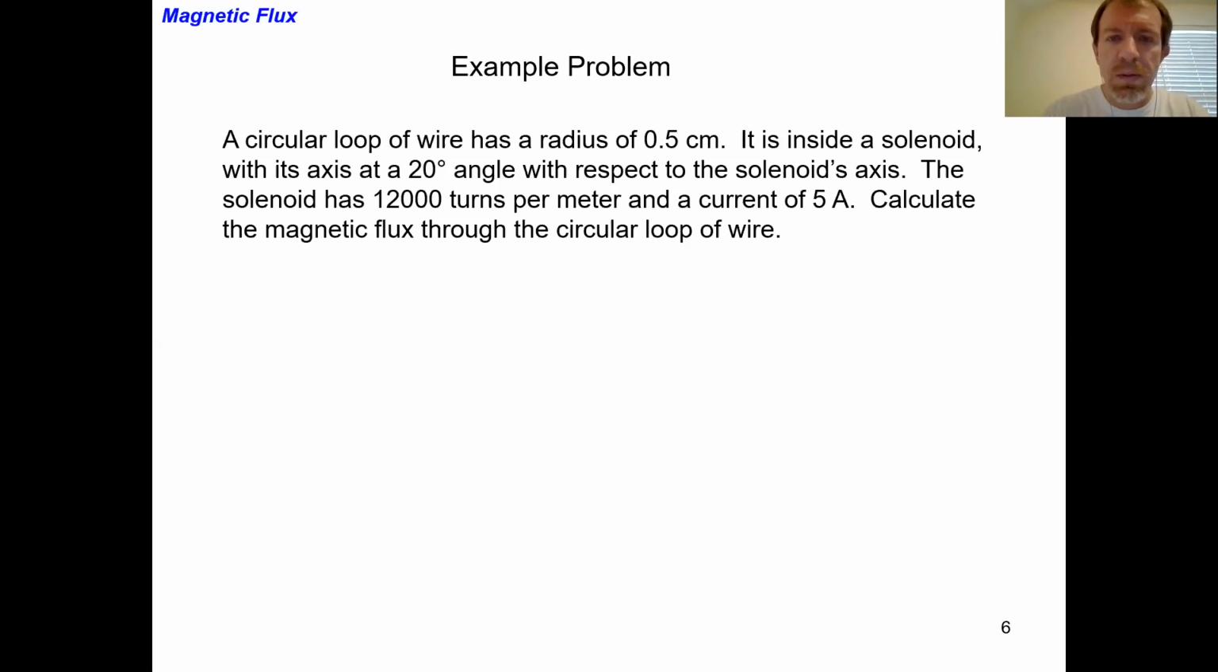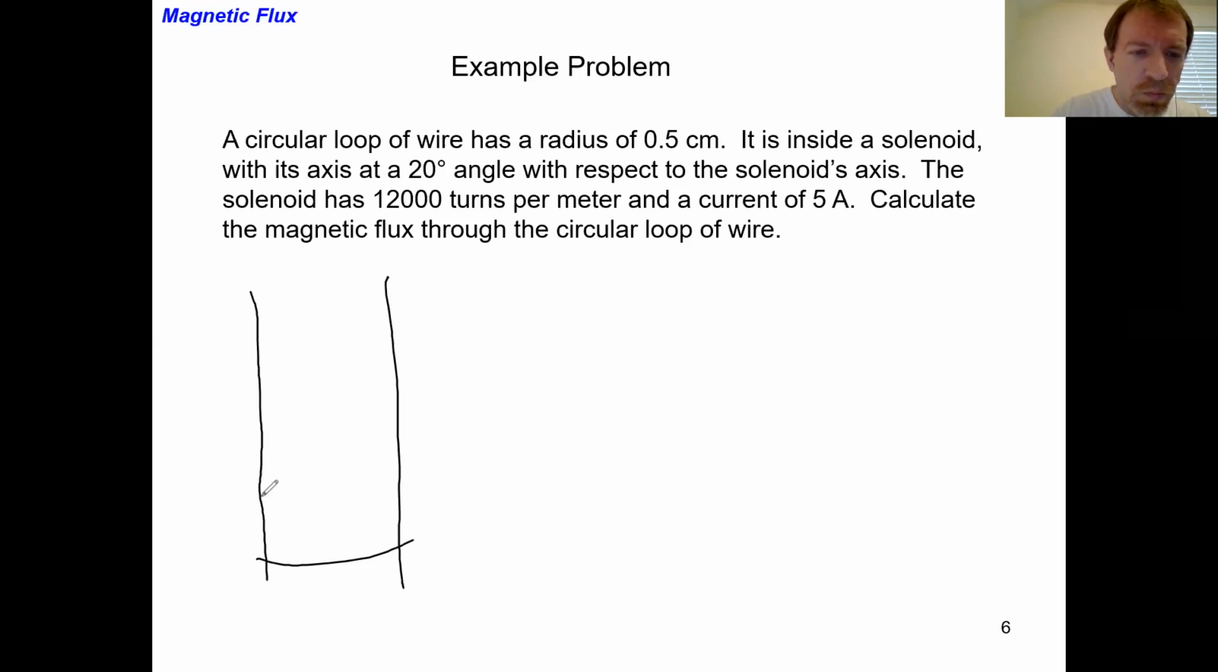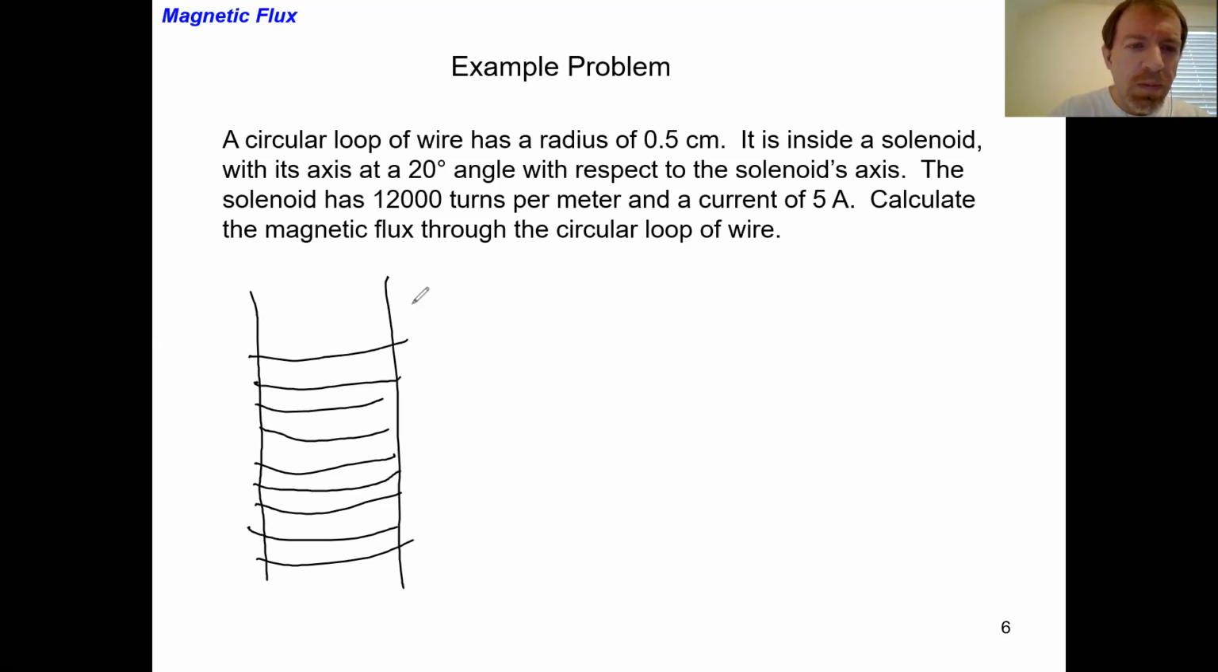All right, so I'm going to draw. Okay, so first off, solenoid. So it's like I've got a bunch of wires wrapped around some cylinder, and I've got current running through the wires. I don't know, maybe current's going this way.